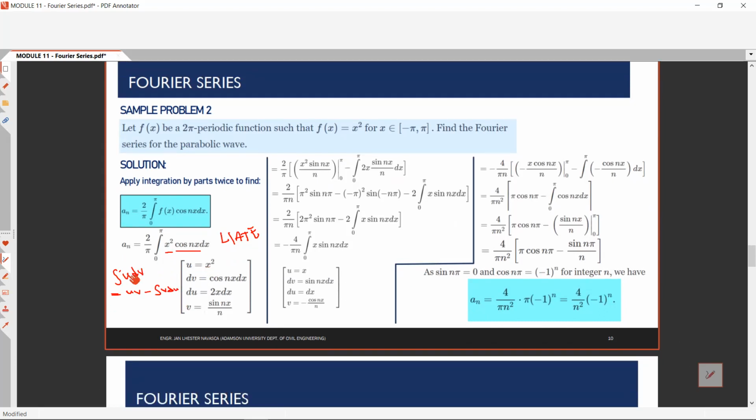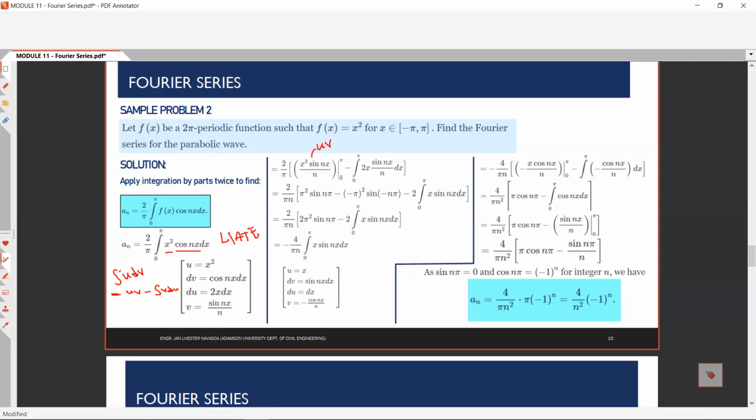So therefore, yung u natin, kung sino yung nauna, algebraic, that is x squared. Yung dv natin, that is cosine nx dx. So taking du, that is 2x dx. Taking the integral of cosine nx dx, that is sine nx over n. Okay, then substitute natin siya dito. So ito yung uv, that is x squared sine nx over n.